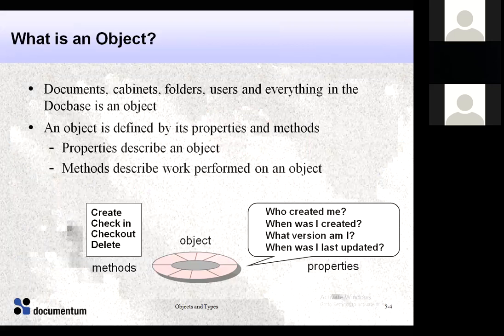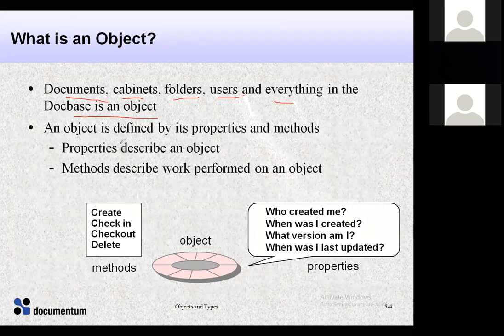Now, what is an object? As I'm telling you, everything is an object. Documents, cabinets, folders, users, everything is an object in Documentum. So how is an object defined? An object is defined by its properties, as we discussed, and by its methods. Methods means, say, that we can walk. Walk is a method, right?